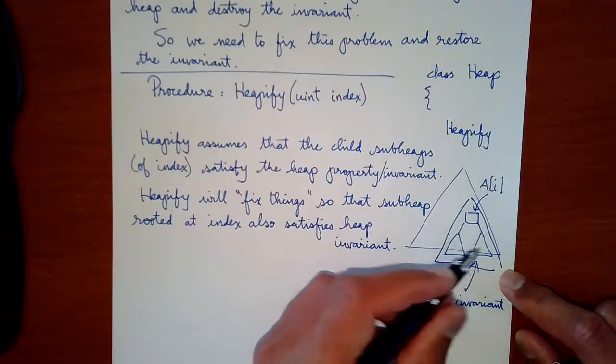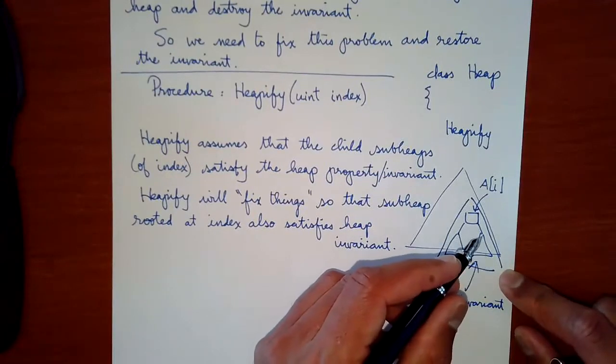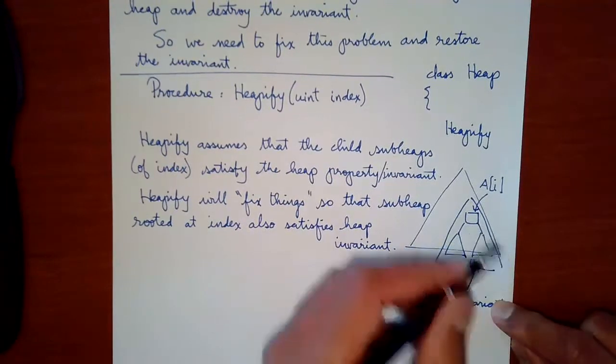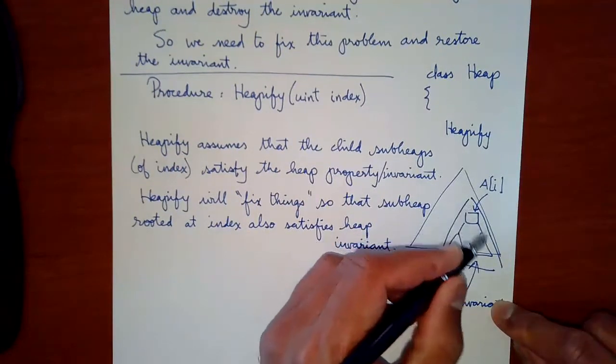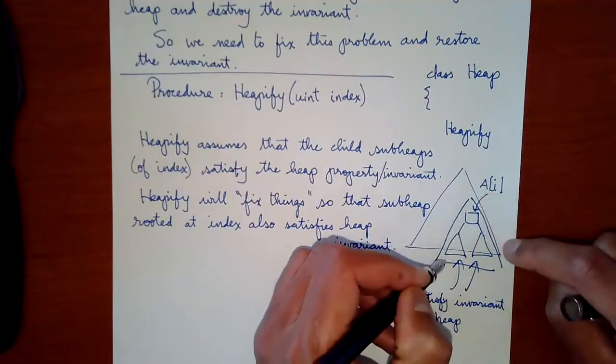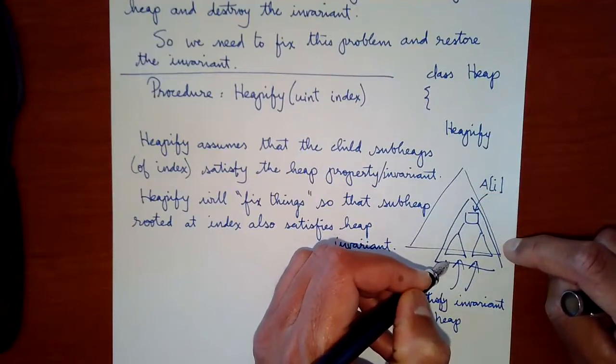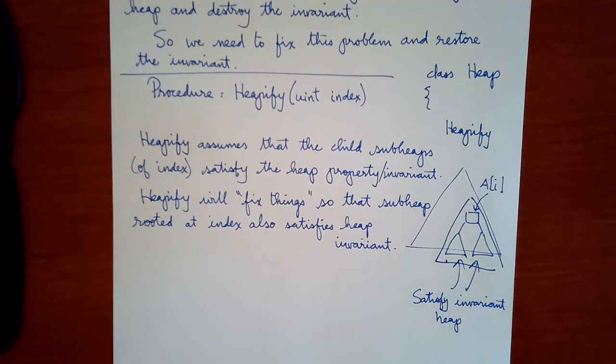So assuming that the children are both heaps, Heapify will fix the problem so that the tree rooted at this larger node is a heap. All right? Any questions?